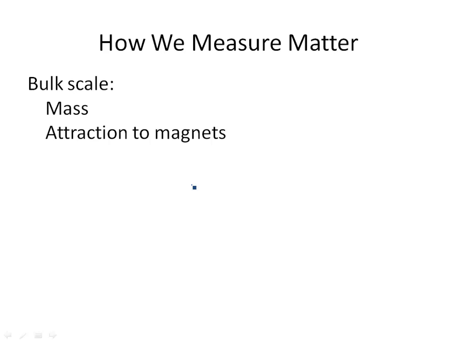So the way we measure things, the way we know stuff as chemists, is we make some measurements on bulk scale. The majority of those are measuring mass, just how much things weigh, you do it on a balance, and attraction of things to magnets. Far more the top one than the bottom one. And also attraction to be honest, attraction to electric fields.